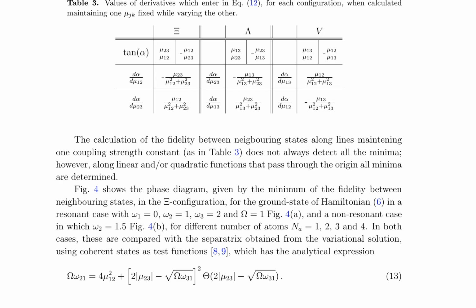The calculation of fidelity along lines maintaining one coupling strength constant does not always detect all minima, but along linear and/or quadratic functions passing through the origin, all minima are determined. Figure 4 presents the phase diagram, given by the minimum of the fidelity between neighboring states, in the Xi configuration, for the ground state of Hamiltonian 6, in both resonant and non-resonant cases, with varying numbers of atoms Na. The results are compared with the separatrix obtained from the variational solution using coherent states as test functions, which has the analytical expression given by equation 13.